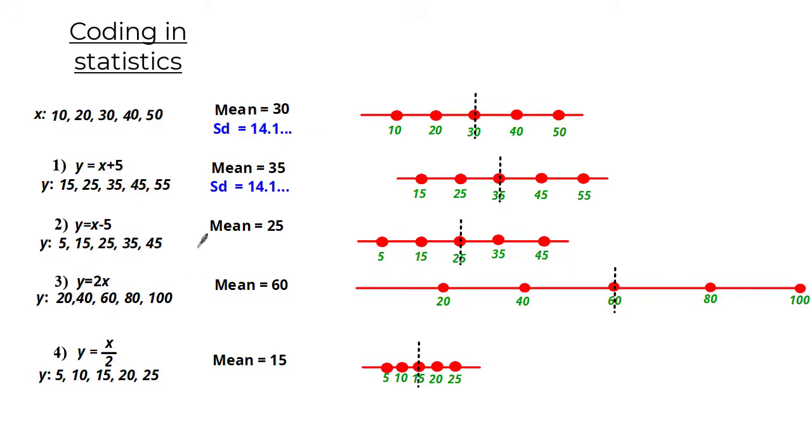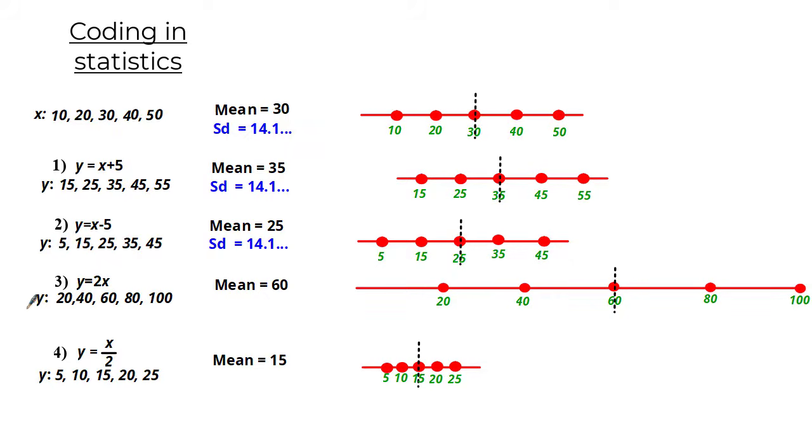The exact same applies for this data set, which we got by subtracting 5 from each value in the original data set. The standard deviation is exactly equal to that of the original data. And you can see here that the spread of data around the mean is the same as the original data.